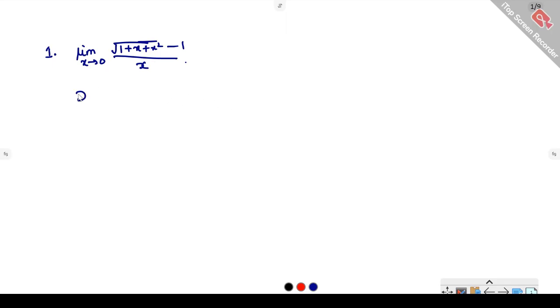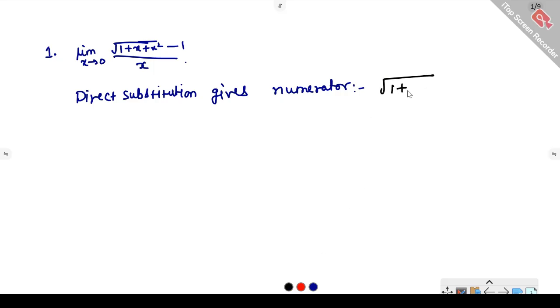So direct substitution gives in the numerator under root 1 plus 0 square minus 1, that's 0, since this is 1 and 1 minus 1 is 0. And now in the denominator x is equal to 0, so thus this is 0 by 0 form.